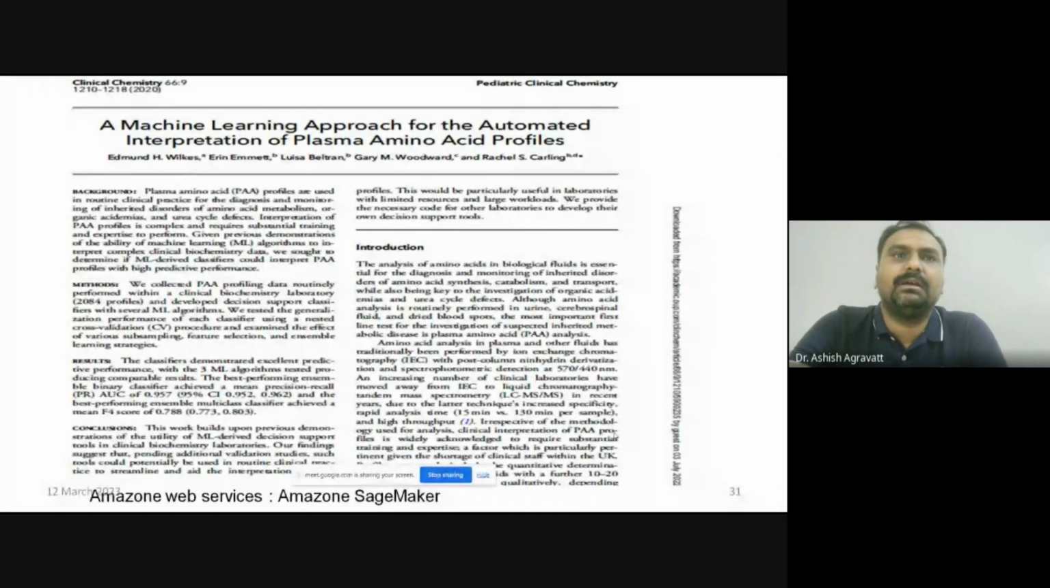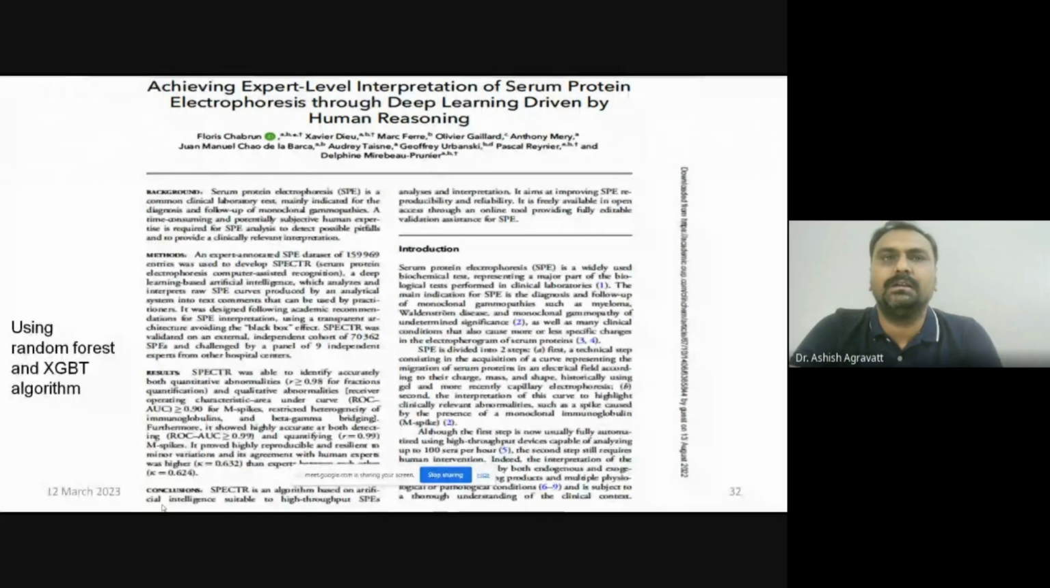Another very important article is the machine learning approach for the automated interpretation of plasma amino acid profiles. Different amino acidurias were identified with the help of machine learning. This study was conducted in the UK, and they used private software like Amazon Web Services, which provides machine learning. Amazon SageMaker is an algorithm that is part of Amazon Web Services. They used it for the interpretation of amino acid profiles, so amino acid disorders were identified with the help of machine learning.